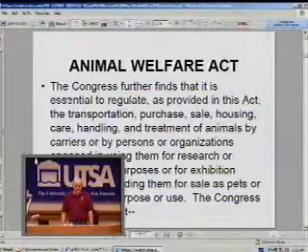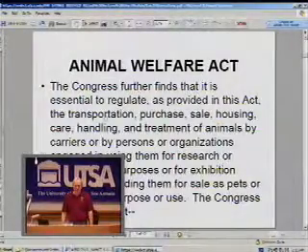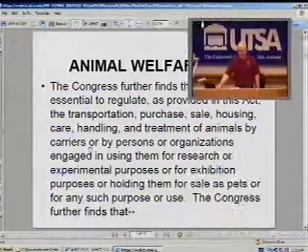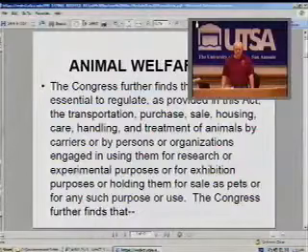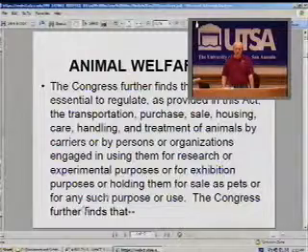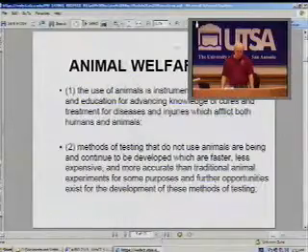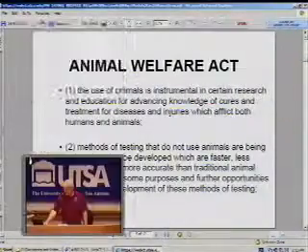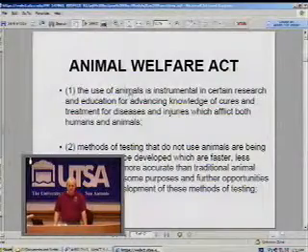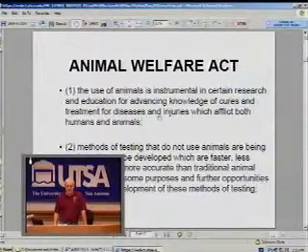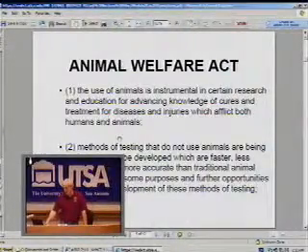So the Congress further finds that it is essential to regulate, as provided in this Act, the transportation, purchase, sale, housing, care, handling, and treatment of animals by carriers or by persons or organizations engaged in using them for research or experiment purposes or for exhibition purposes, or holding them for sale as pets or for any such purpose or use. The Congress further finds that, number one, the use of animals is instrumental in certain research and education for advancing knowledge of cures and treatment for diseases and injuries which afflict both humans and animals.